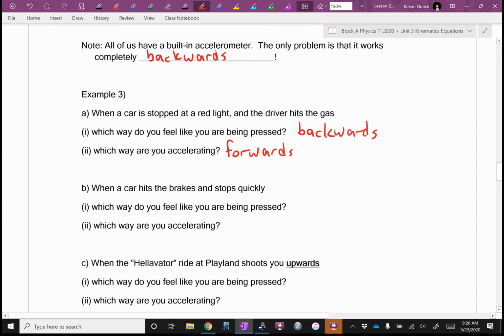Or, what if you're driving fast and the driver hits the brakes? Which way do you feel like you're getting thrown? But you're slowing down, which means you must be accelerating backwards. That's what slowing down is.